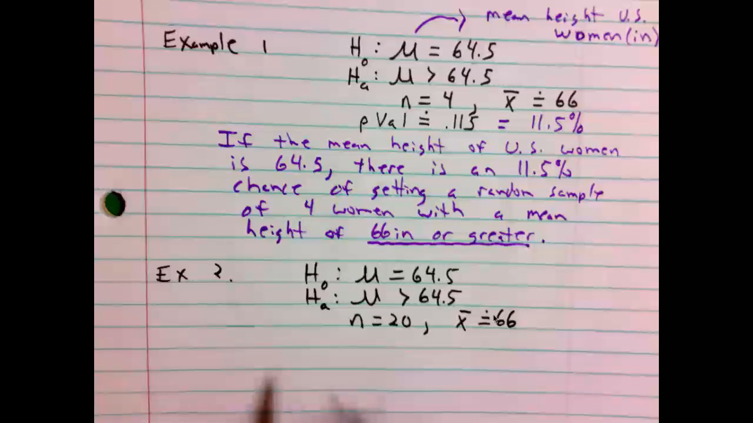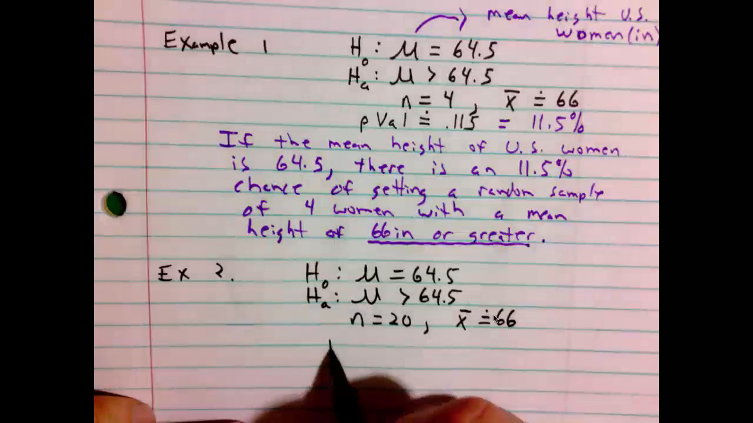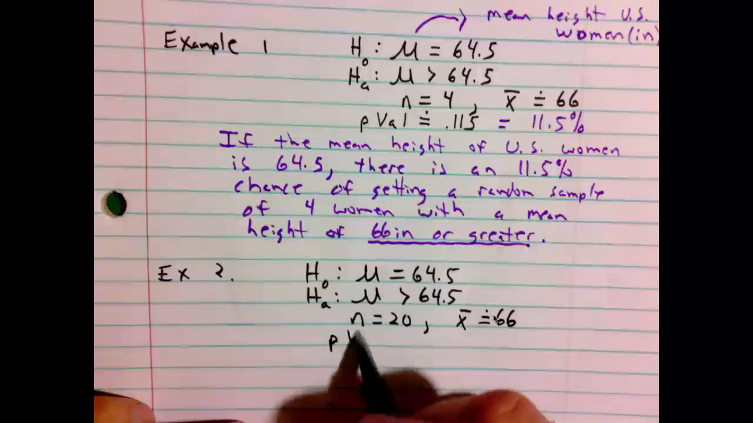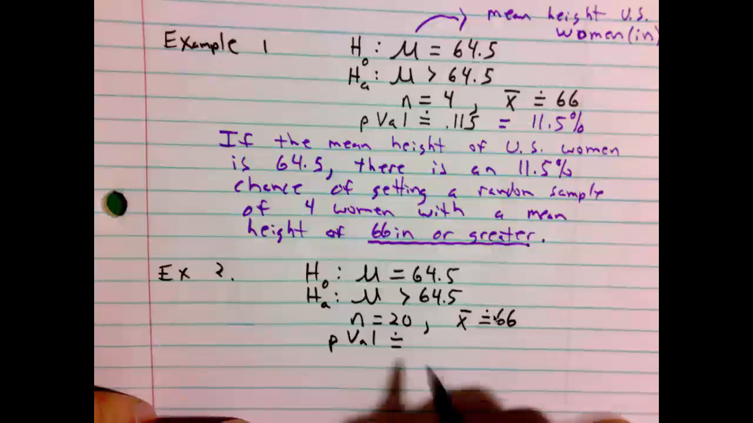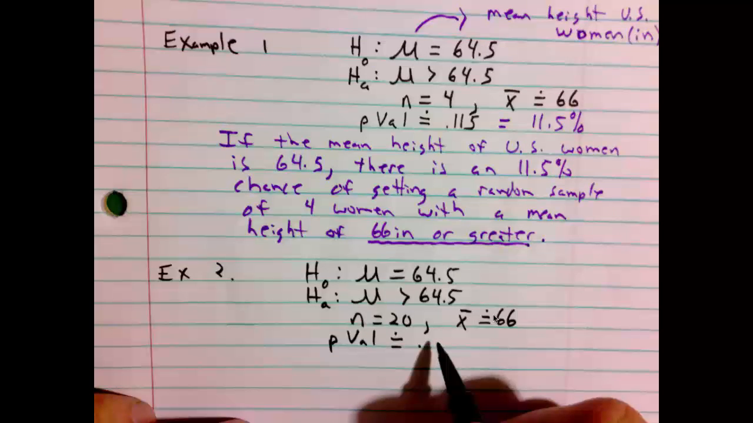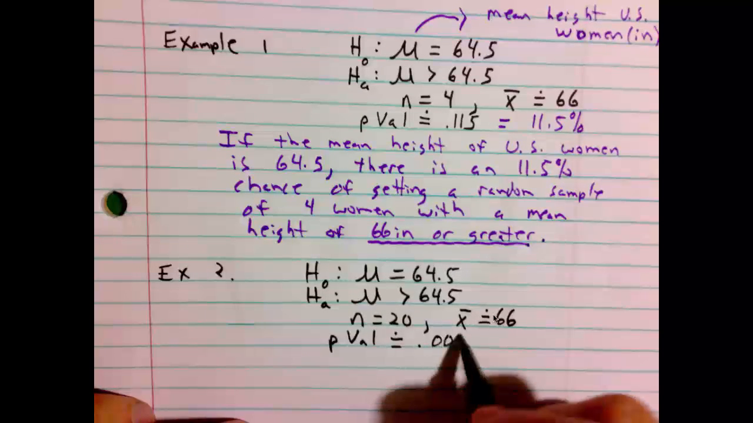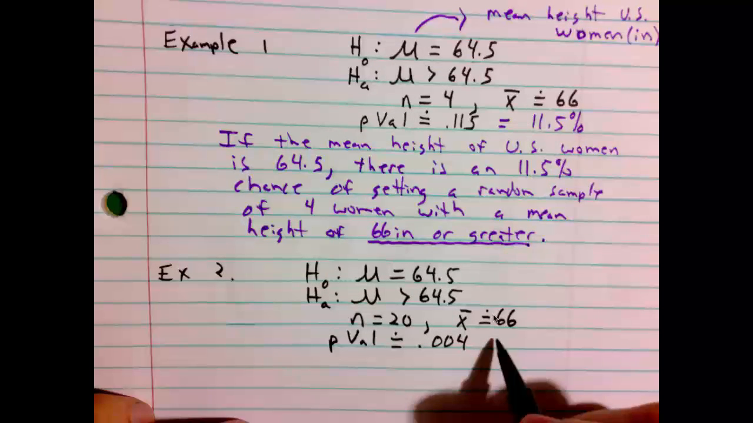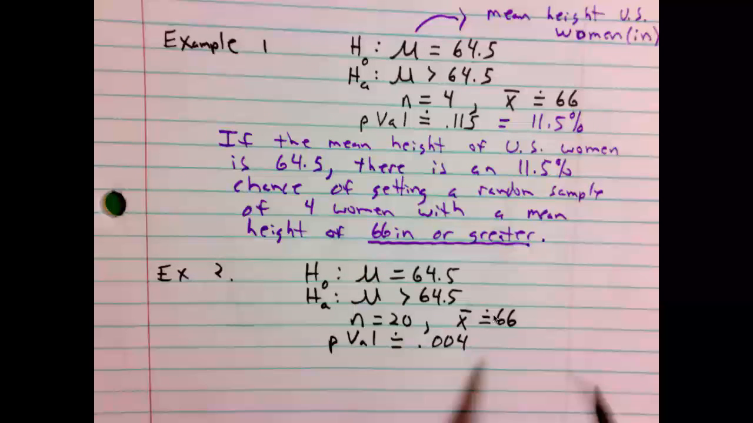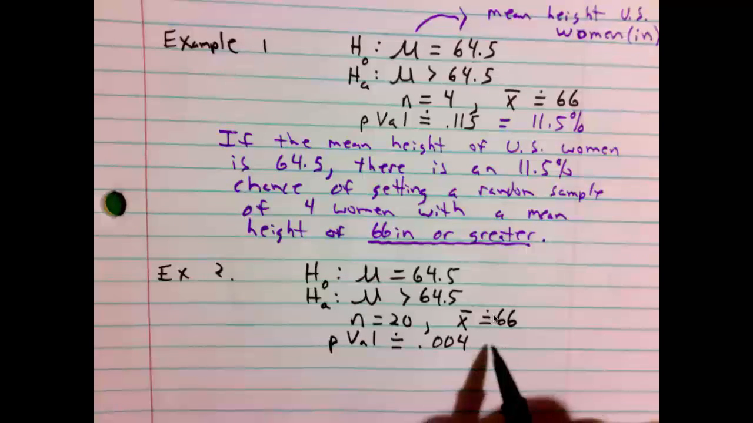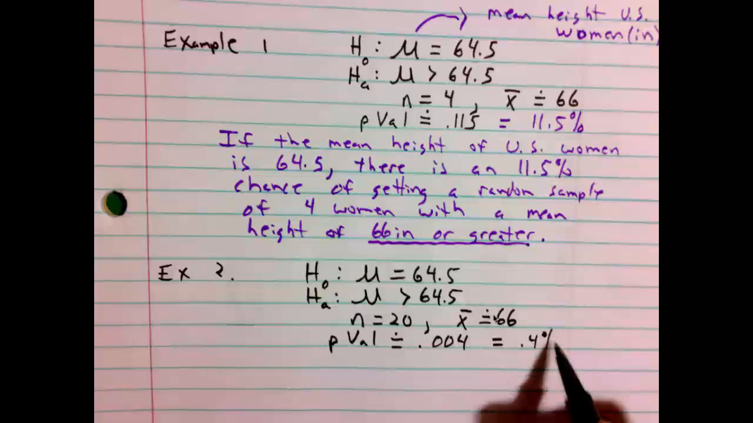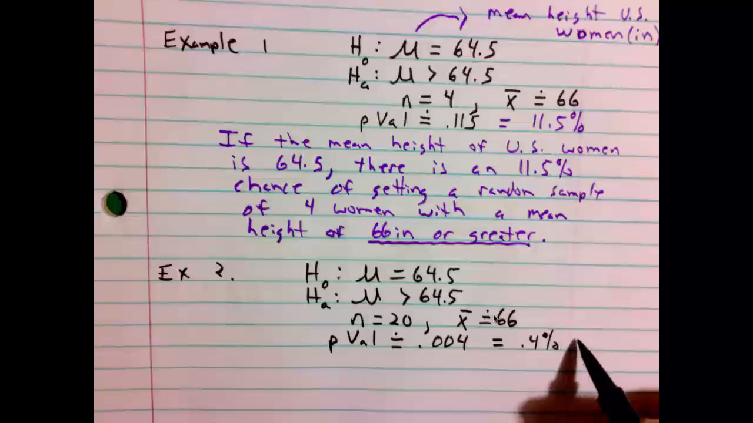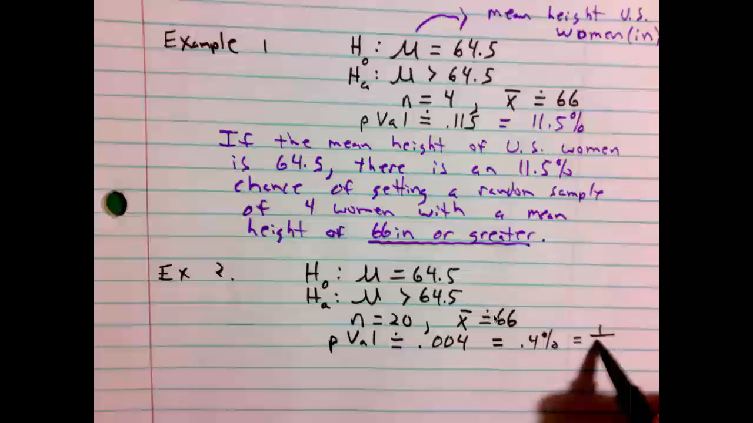In this case, the p-value, you could use your calculator and verify this. The p-value is approximately 0.004. In this case, that is 4 1,000ths. All right, 0.004 is 0.4%. And said another way, that's 1 in 500.